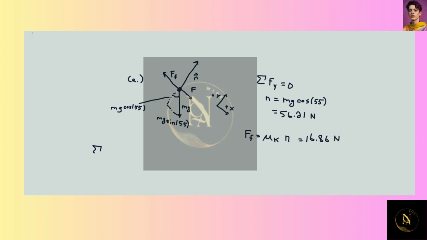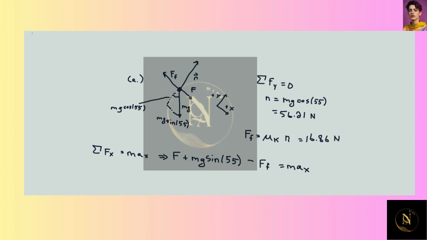Now I'm going to apply Newton's second law in the x direction. In this case, there is an acceleration, so it's not equal to 0, it's equal to mass times acceleration. Plugging in all the forces in the x direction, I get positive F plus positive x component of weight, of gravity, I should say, minus the friction force, because it's in the negative direction. This is equal to mass times acceleration in the x.